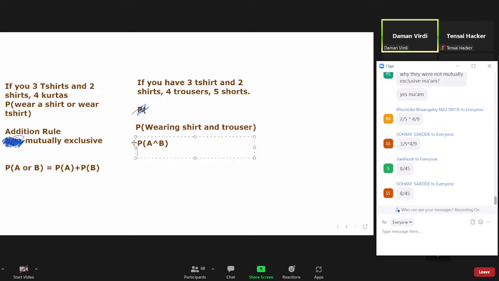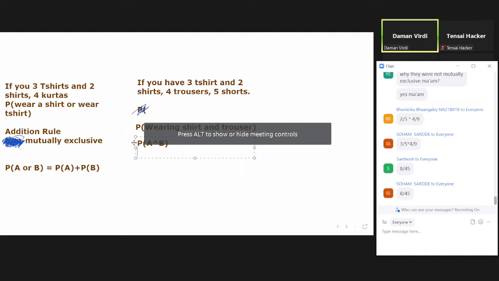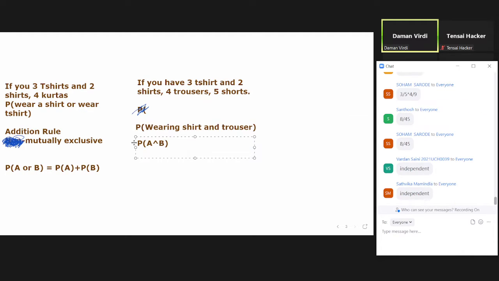Are they independent events or dependent events? Does wearing a shirt depend upon trouser? Assuming that we have zero fair dressing sense, they are independent. Hence, P of A intersection B is going to be P of A into P of B.